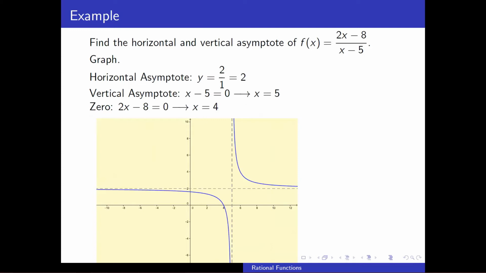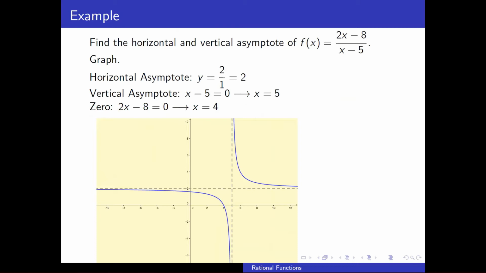When the degrees are the same, you take the ratio of the lead coefficients from both the top and the bottom. The lead coefficients here are 2 and 1, giving me y equals 2 over 1, which is equal to 2. When you graph the horizontal asymptote, it's a horizontal line at y equals 2, symbolized by the dashed gray line in the graph.